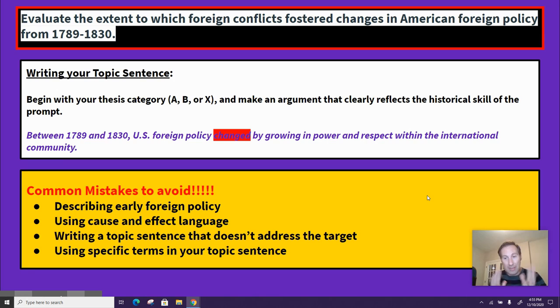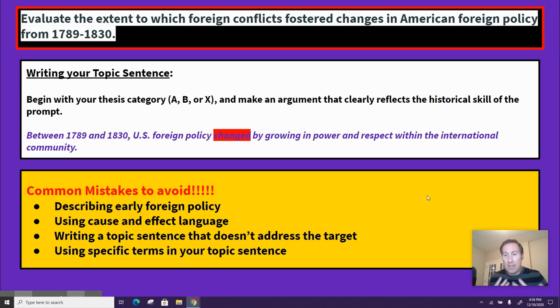Now, here are some common things that students do that are wrong. Number one, they don't have a topic sentence at all. And they just start to describe the early time period. At the beginning of this time period, there was Washington, and then after that there was Adams, and this is what happened. And then after that, it's just this list of things that happened. There's no argumentation. You're not going to get any argumentation points for doing that. You have to be talking about a specific change that's happening or a specific continuity.